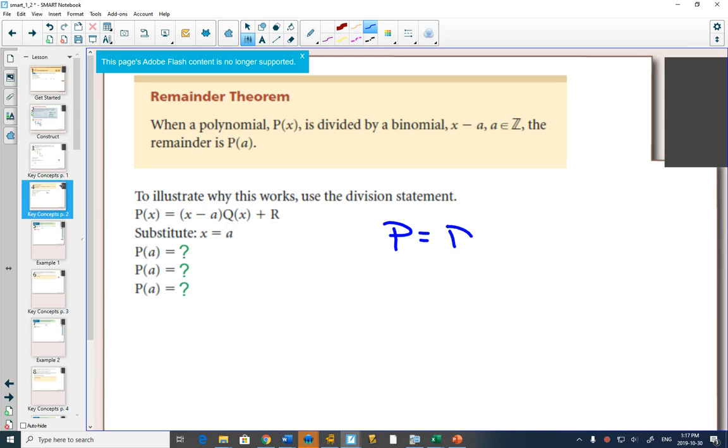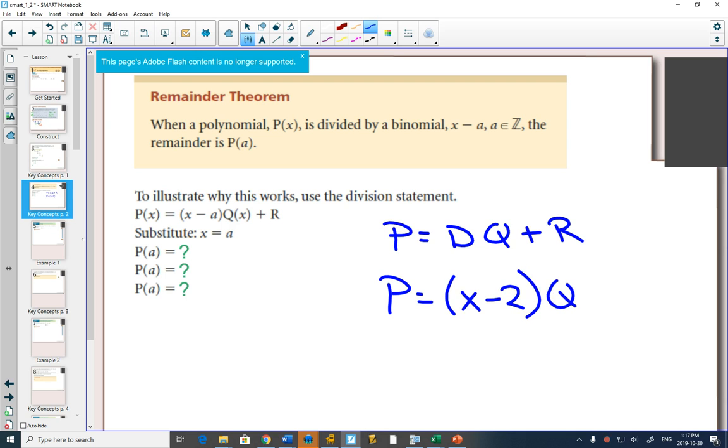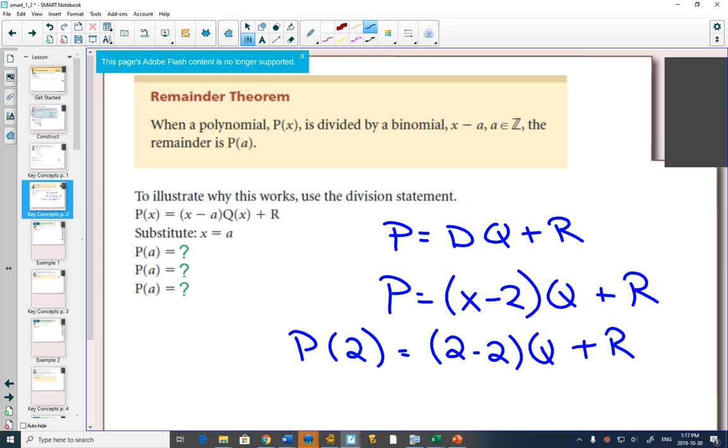Remember our division statement: divisor times quotient plus the remainder. If you're dividing by x minus 2, for example, this is what it would look like. If you plug in 2, this part would become 2 minus 2, and 2 minus 2 is 0. So 0 times q would be 0, and you would just get the remainder left. That's why the remainder theorem works.